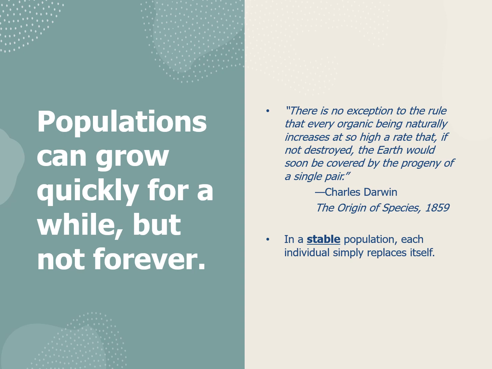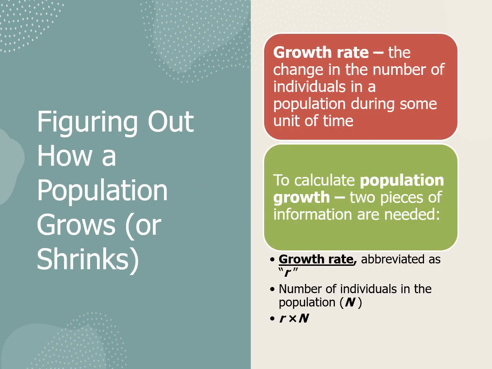Why is the earth not swamped with an overwhelming amount of, let's say, rabbits? We're going to find out why. So, how a population grows and also shrinks if individuals do more than just replace themselves, having more than two offspring per mating pair, we need to talk about a few things that go into determining the population growth or shrinking.